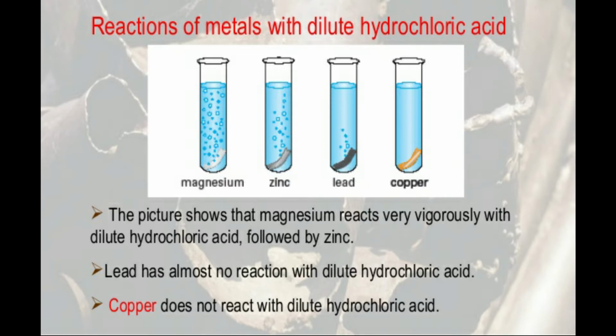That means magnesium reacts very vigorously with dilute hydrochloric acid, followed by zinc and then lead. But in the case of copper, there are no bubbles forming. That means copper does not react with dilute hydrochloric acid. The reason for it is already explained in our previous video. Please watch it. So this is our first activity, that is reaction of metals with acids.